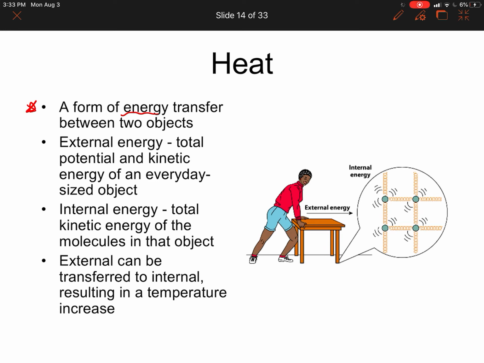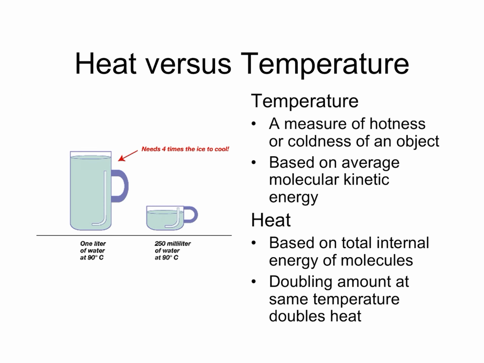And some more terms. External energy is the total potential and kinetic energy of everyday-sized objects, like a pendulum or this person and this table, whereas internal energy is the total kinetic energy of molecular objects, so more on the atomic scale. And obviously external can be transferred to internal, which would result in a temperature increase, because if you move this table along this floor, there's going to be some friction, which is going to cause some internal energy in those molecules.